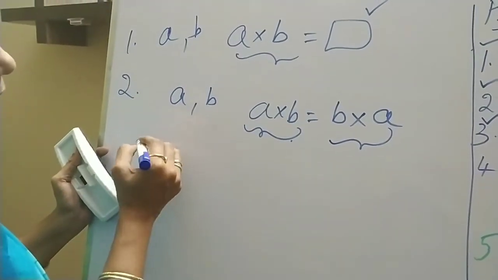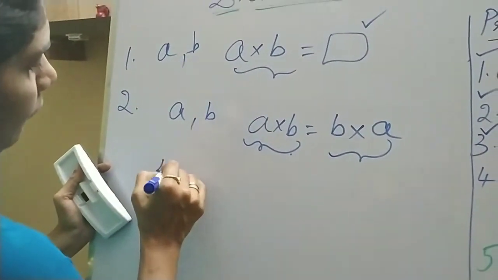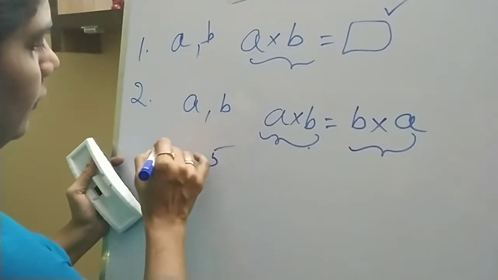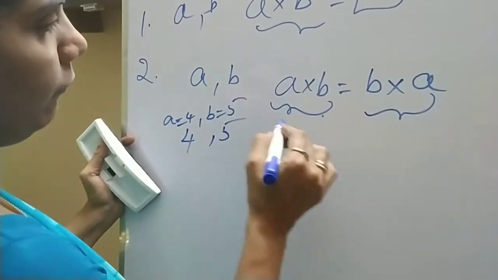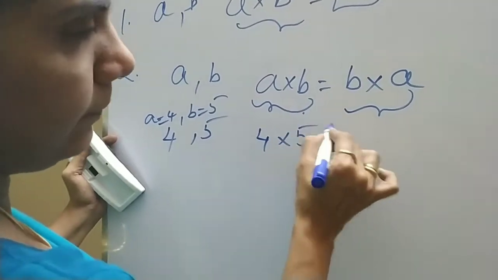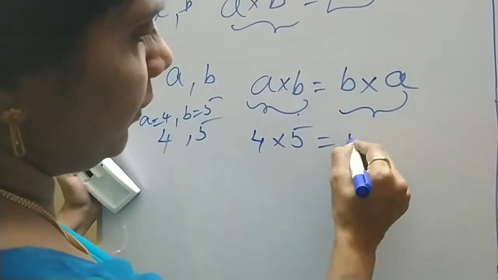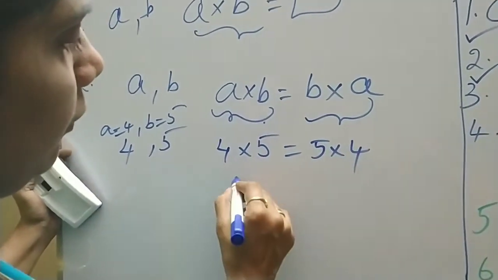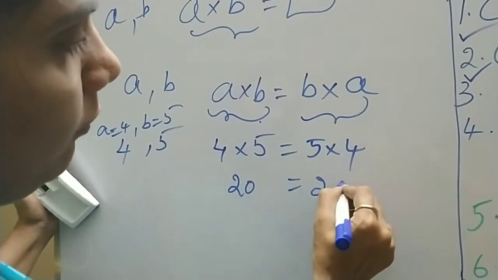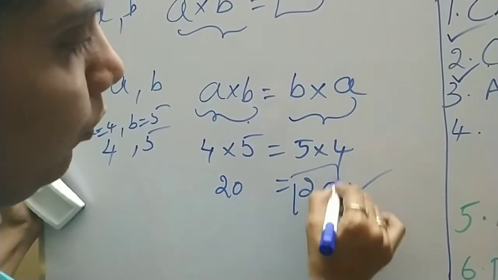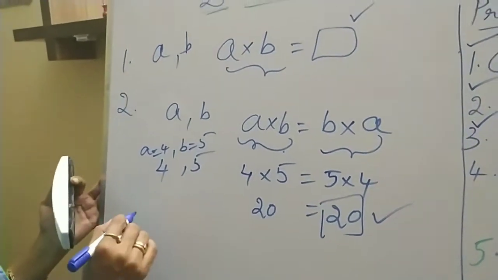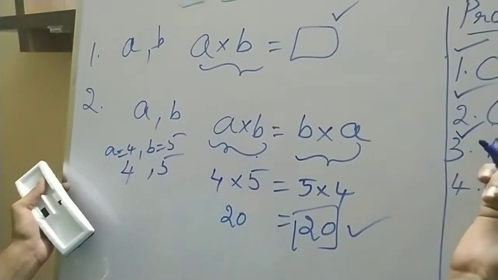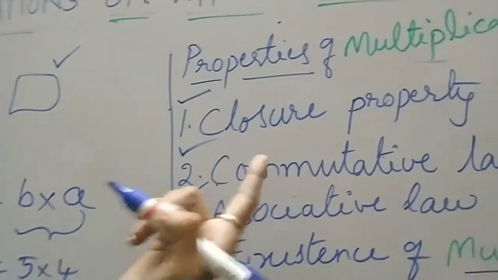See this with an example, 4 and 5. So a equal to 4, b equal to 5. 4 into 5, and again just reversing, 5 into 4. You will get 20 here, and here also you will get 20 only. This is also again a whole number. So multiplication of whole numbers here is commutative.